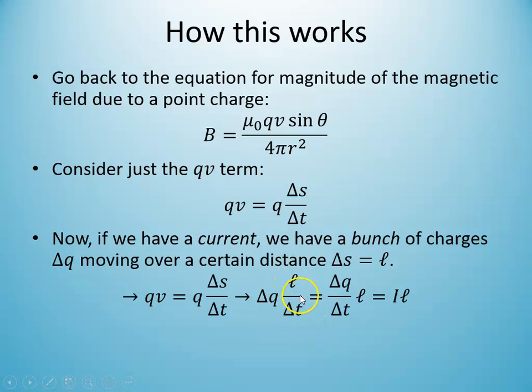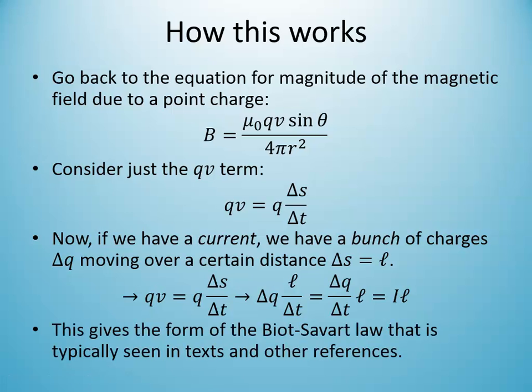Well, that works out. q delta s is delta q times L. So then we just rearrange that. We have delta q over delta t. That's just the current I. So now this gives us the form of the Biot-Savart law that is typically seen in textbooks and other references.